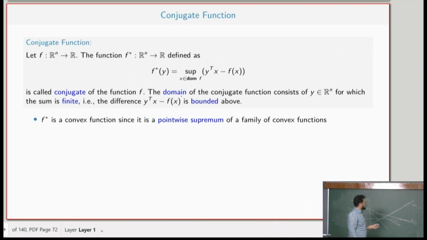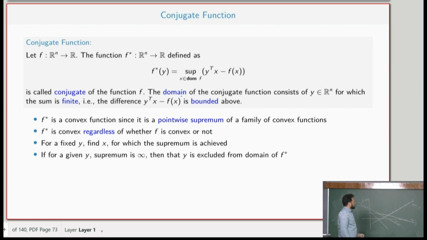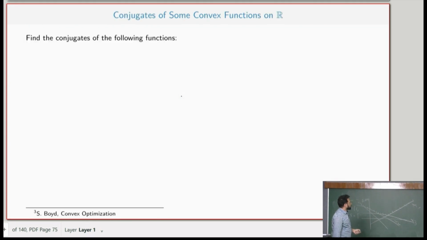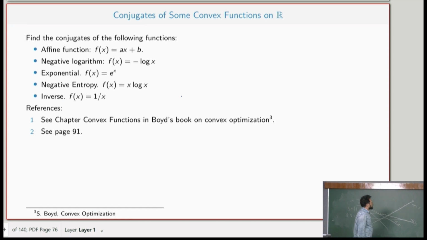Okay. So that's an intuition behind convexity, but if you can just remember, it's fine. f star is convex regardless of whether f is convex or not. For fixed y, find x for which the supremum is attained. So that's the way to calculate. Now let us look into some examples.